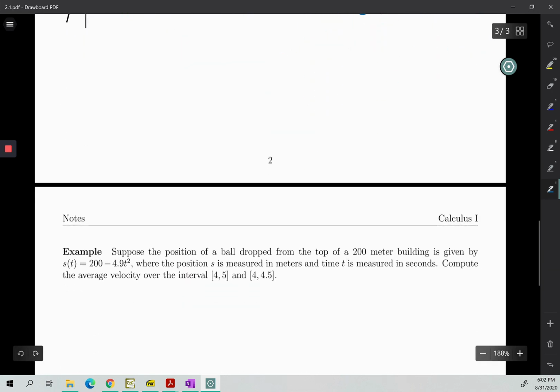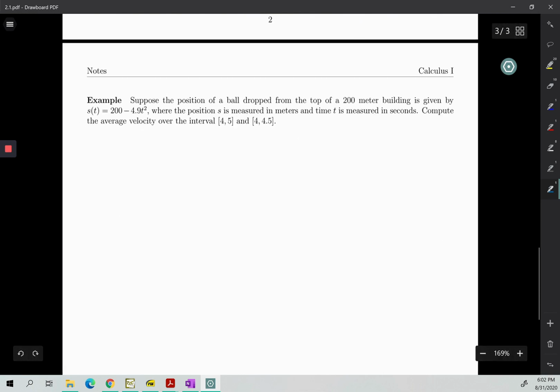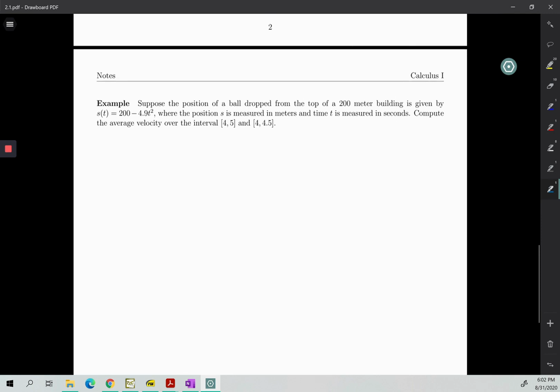Okay, and to end this, we just have an example where we're going to compute the average velocity. So this is just a straightforward use of the definition. We have a function that describes the position of a ball dropped from a 200-meter building. So this is our function right here. And we have that s is measured in meters, time is measured in seconds, and we want to compute the average velocity over these two intervals.